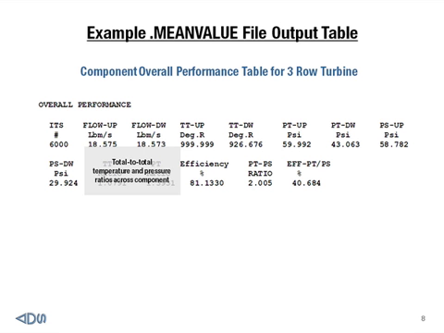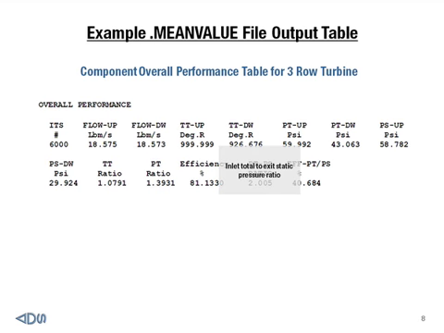The efficiency, the inlet total to exit static pressure ratio is next, and then the efficiency based on the total pressure at the inlet and the static pressure at the exit. And this is another efficiency definition that is widely used in industrial turbines.